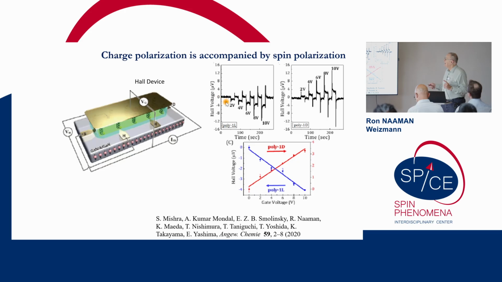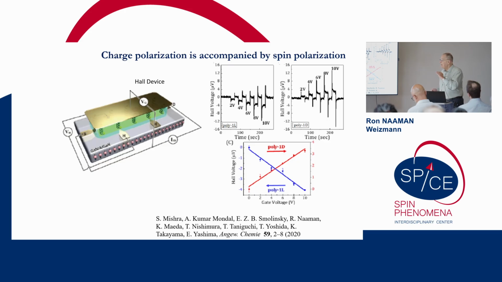And we see clearly for this polymer that I showed you before, that we put here on the surface, for L we see the Hall signal, for D the opposite signal, and here you see the Hall voltage as a function of the gate voltage, and there is a clear correlation, and it's opposite for the two enantiomers.